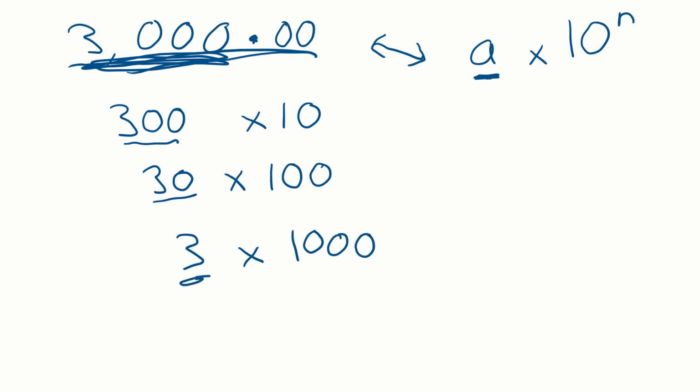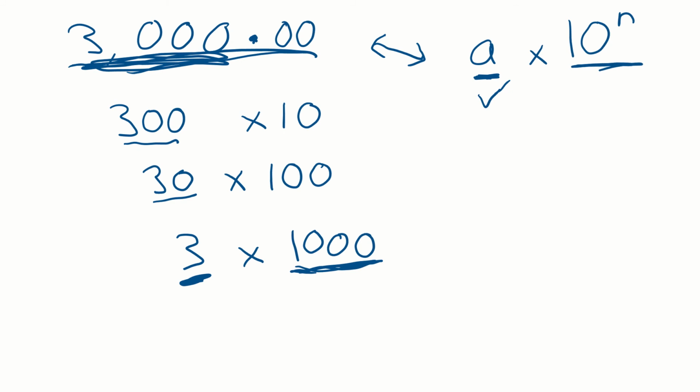And now we have our 3 here, which is in between 1 and 10. So we've gotten that part right. My a is my number 3. And then by 10 to the power of n, well, now we're left with 1000, but we want to write that as 10 to the power of n.